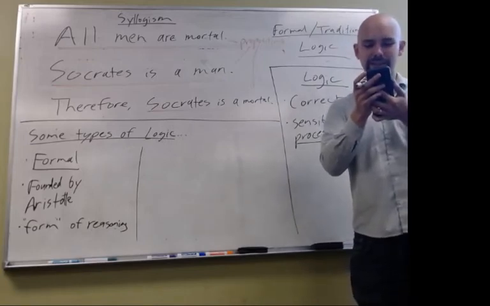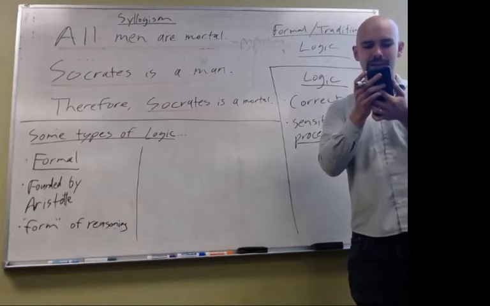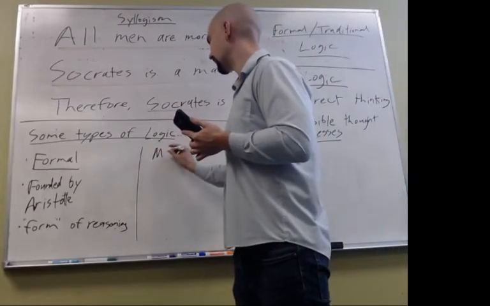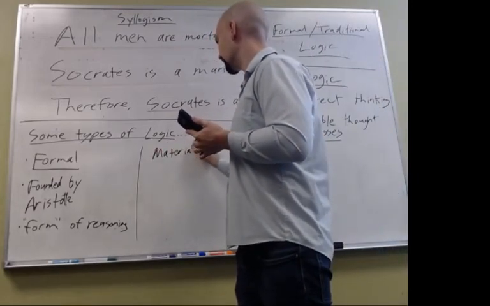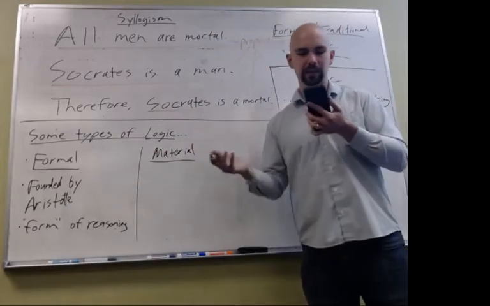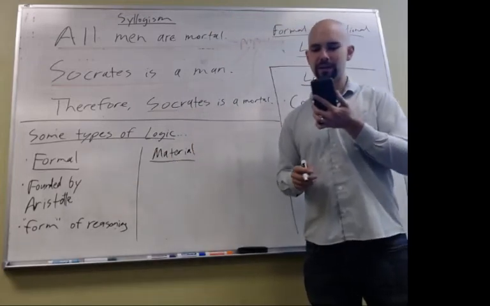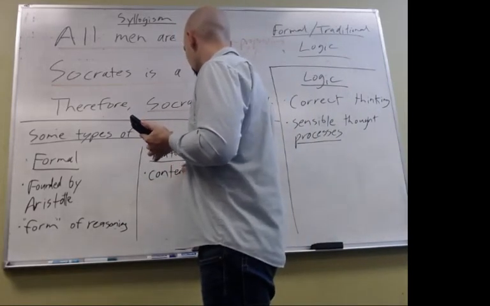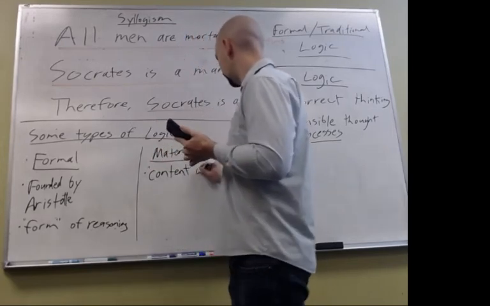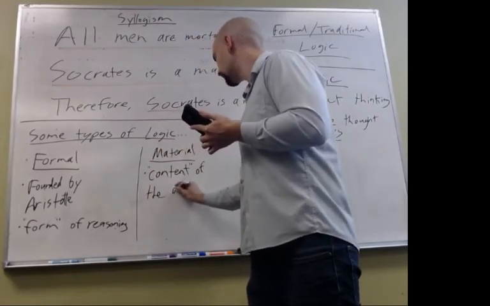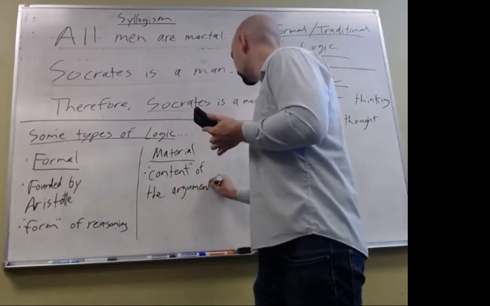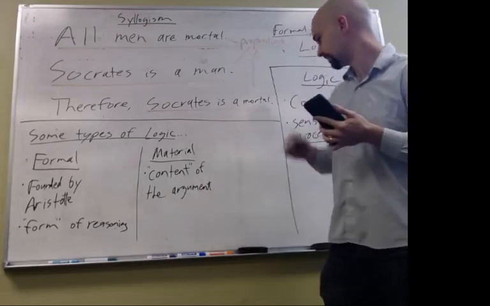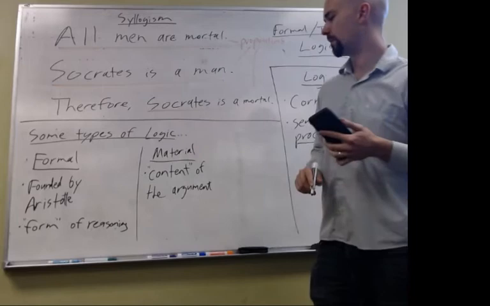But then there's another type of logic that is just another big branch. They list some other branches that I'm not really going to get into. But there's material logic. Material logic is the branch that's concerned about the content of the argument, or you could say the truth of the argument. It deals with the truths of terms and propositions. We'll talk about what terms and propositions are later.